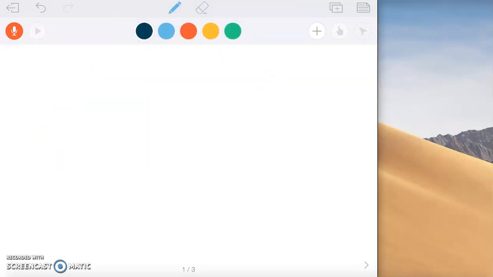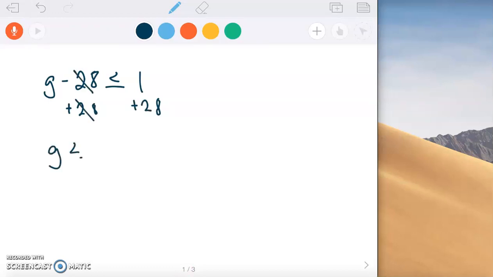Here we have g minus 28 is less than or equal to 1. Now notice here we do have that greater than or equal to or less than or equal to. So that means we're going to have an inclusive bracket as part of our solution. So here we're going to add 28 to both sides. That cancels that one. So now we have g is less than or equal to 29.